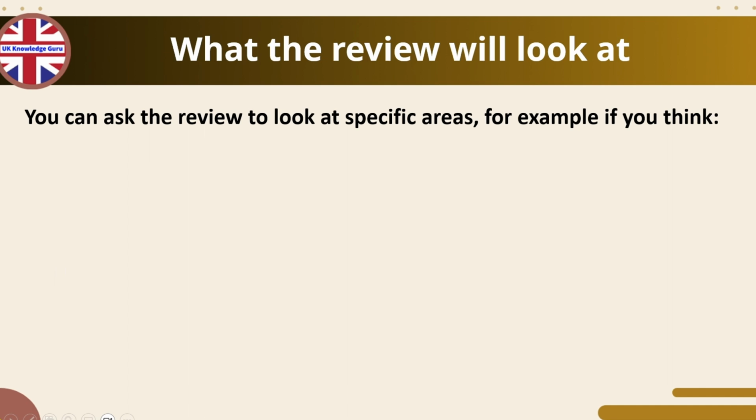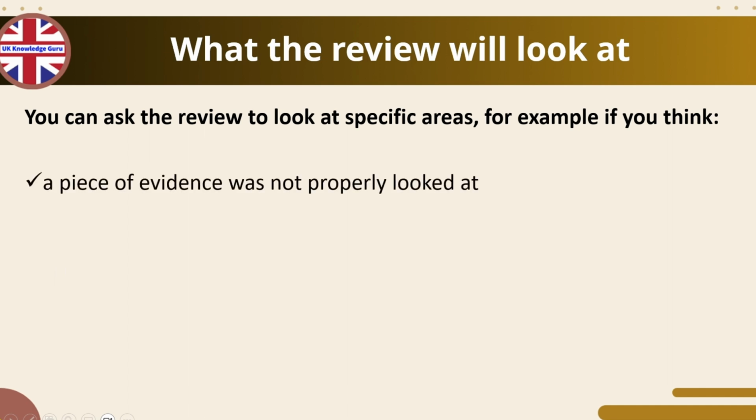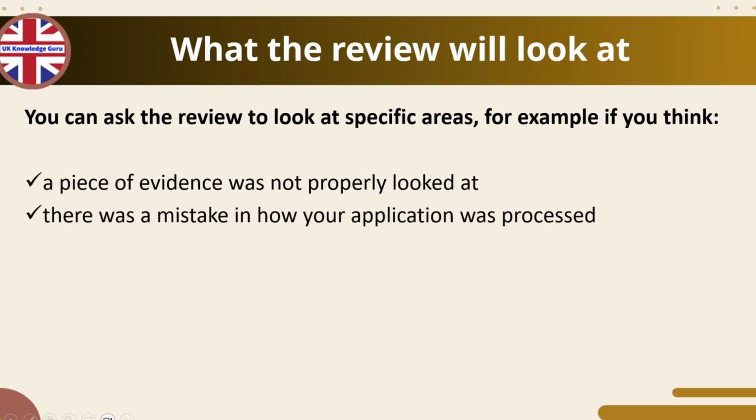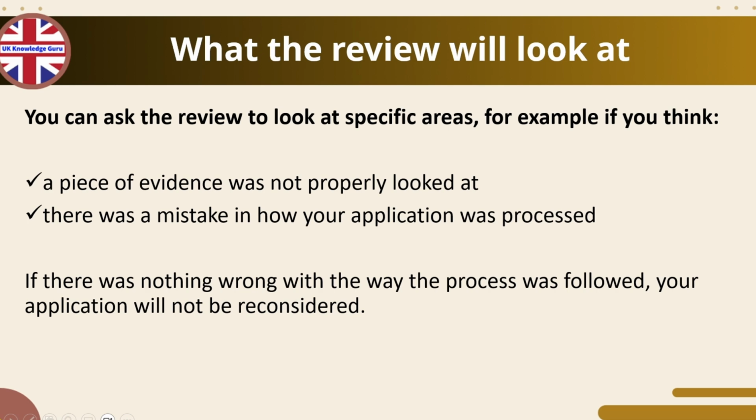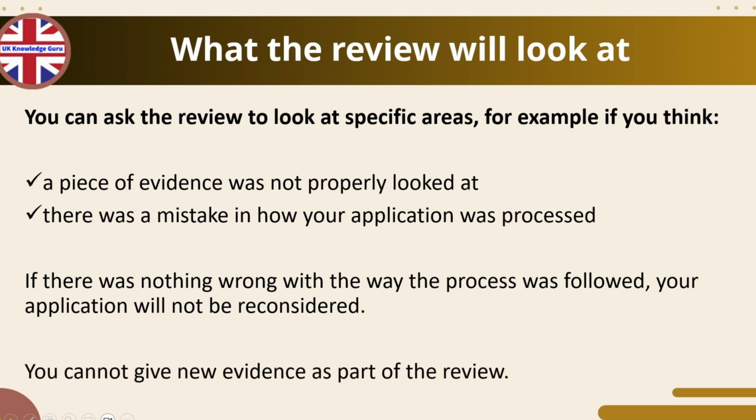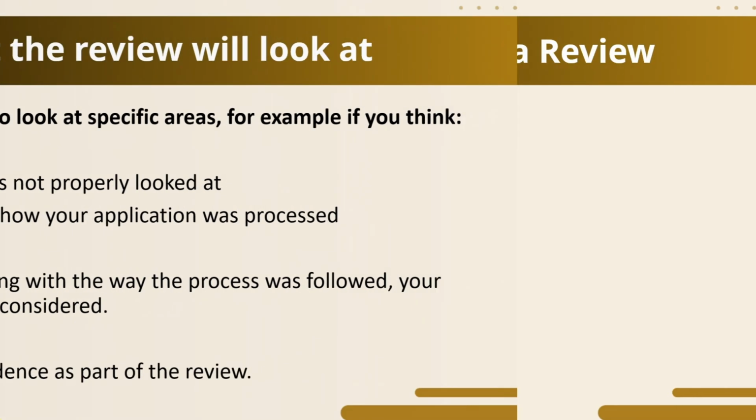You can ask for the review to look at a specific area. For example, you think a piece of evidence you have provided was not properly looked at. There was a mistake in your application. If there is nothing wrong with the way the process was followed, your application will not be reconsidered. You cannot give new evidence as part of the review.